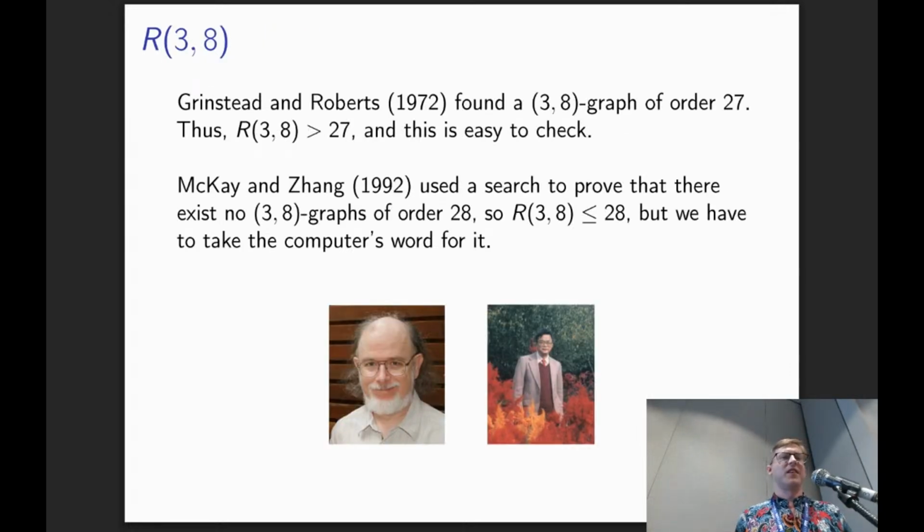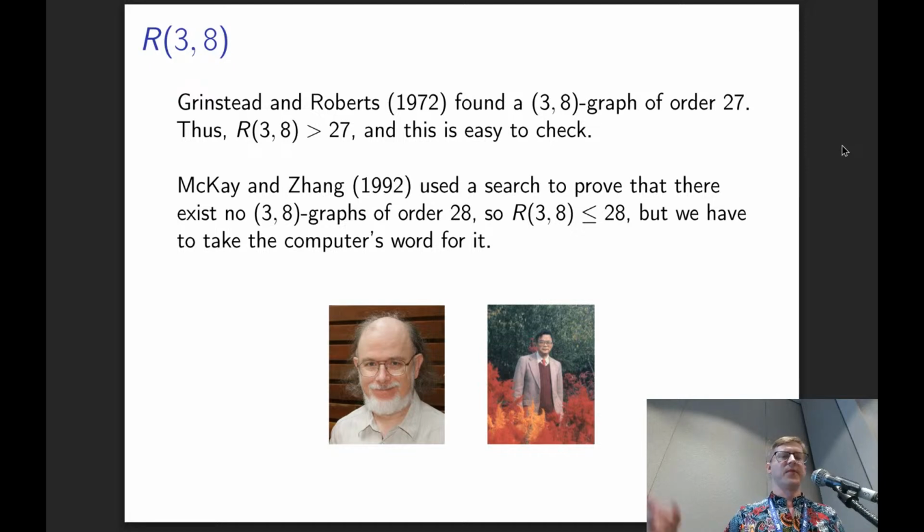Okay, there are a couple of Ramsey numbers which are known. R(3,8) is one of the ones which is known. In 1972, a 3-8 graph of order 27 was found. Once you have the graph, it's easy to check it's a 3-8 graph. So we know that R(3,8) must be larger than 27. Twenty years later, it was shown to be 28, basically by proving there are no 3-8 graphs of order 28. So that was the cutoff point. This is actually the optimal largest 3-8 graph.